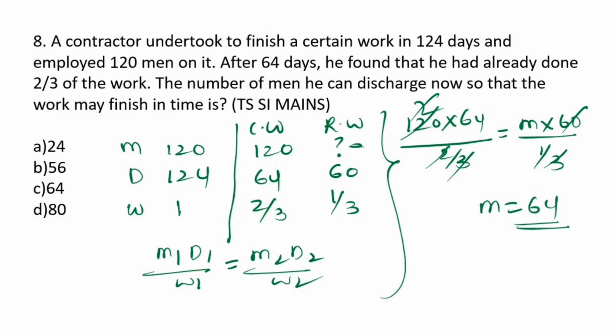So the remaining work will be completed by using 64 members. Already I'm having 120. So if I subtract 120 minus 64, then it is 56. So I can discharge 56 people happily, to finish my work on time. Hope you have got the correct answer.